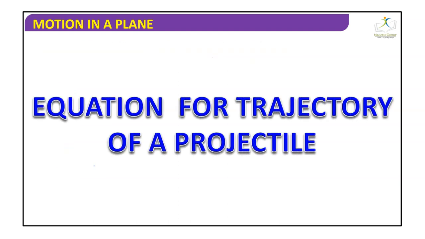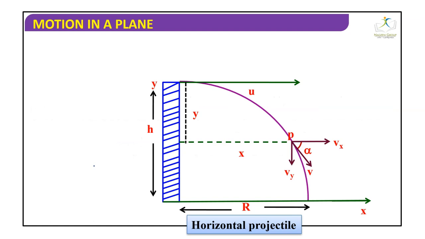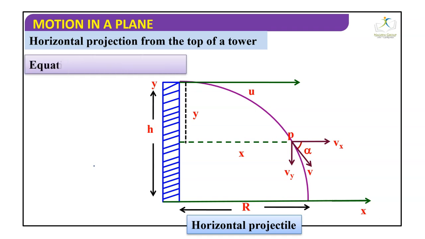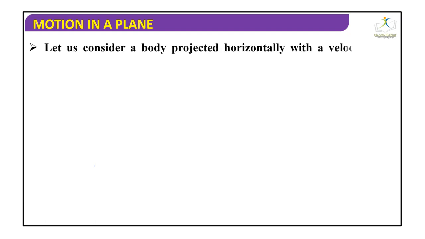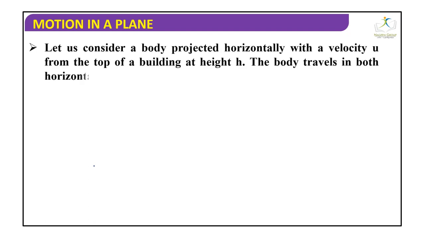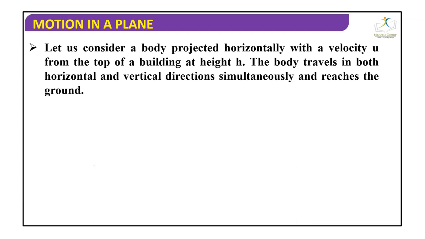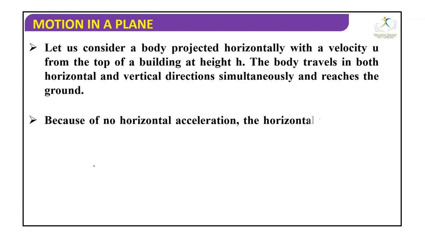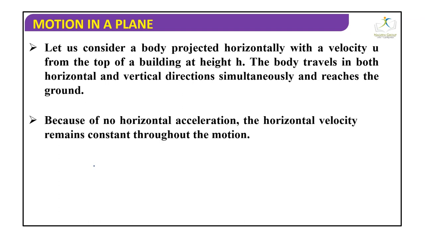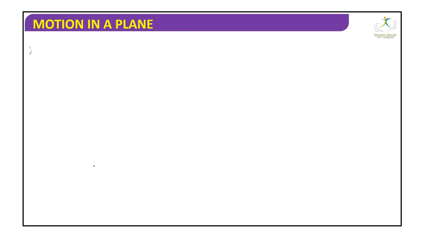Equation for trajectory of a projectile. This is a horizontal projectile, and for the case of a horizontal projectile, we can find the equation for the path, the trajectory. So the particle is thrown from a tower of height h. Let us consider a body projected horizontally with an initial velocity u from the top of a building at height small h. The body travels in both horizontal and vertical directions simultaneously until it reaches the ground.